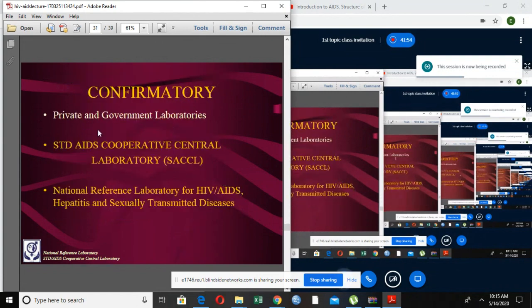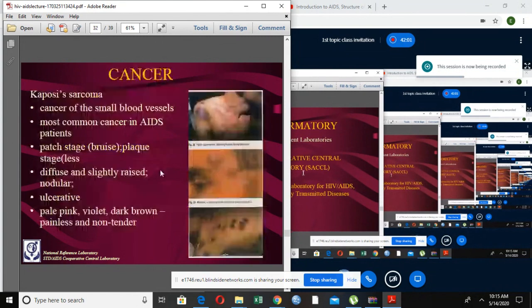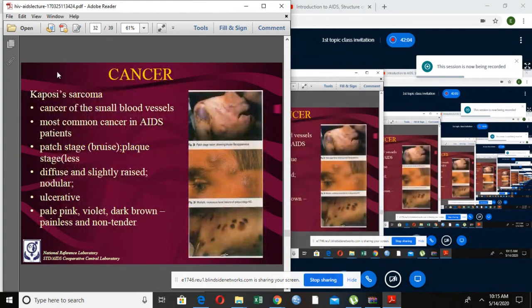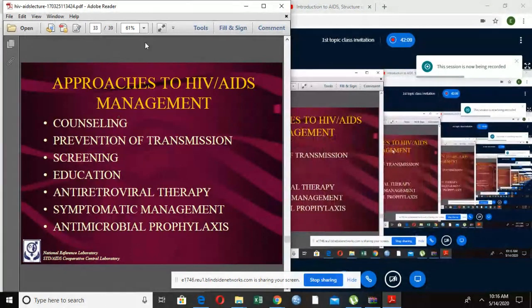Then for confirmatory testing, we have private and government laboratories. These are some types of cancer that you can develop. Then how do we approach HIV management? This is through testing, prevention of transmission, screening, education, ARV therapy, symptomatic management, and also antimicrobial prophylaxis.